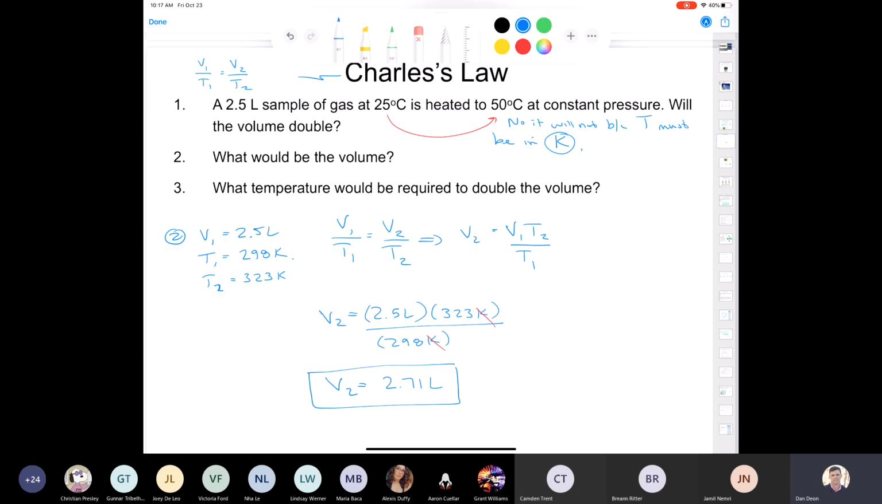All right. The next question asks us, what temperature would be required if we wanted to double the volume? This is just another application of Charles' Law. I'm going to erase some of this stuff here just to create some space while I'm doing this. You guys can give this one a try.